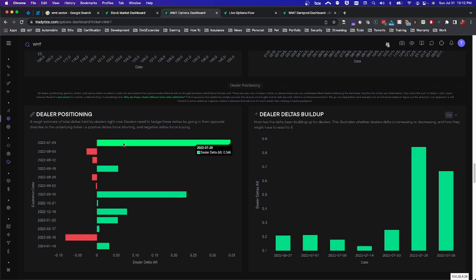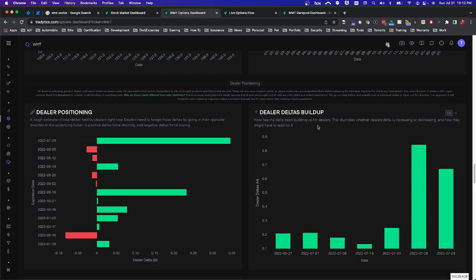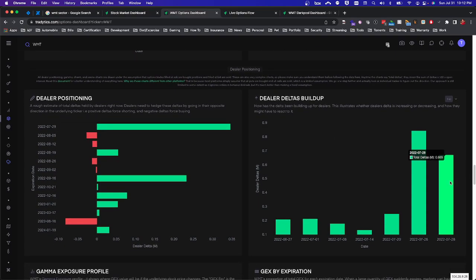When this positive delta starts to counteract this positive delta for underlying options buying, market makers who have sold these options are going to have to short shares. So market makers are going to be shorting Walmart, which is in line with what we want for a bearish expectation. We can see how these deltas have been building up.